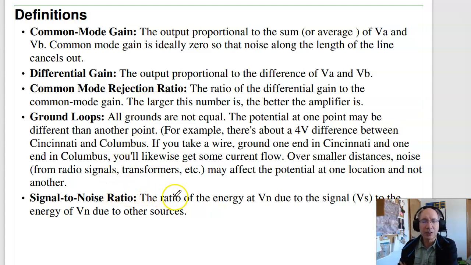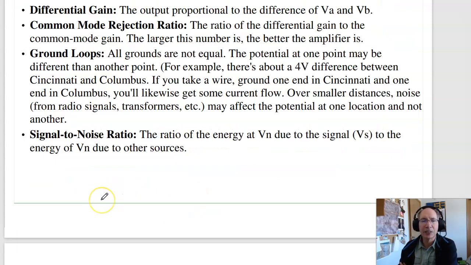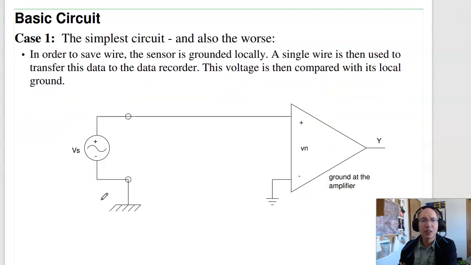The signal to noise ratio is the ratio of the signal to the noise. Ideally, you want that to be as large as possible. So let's look at how you would put a sensor some distance away, say on top of the smokestack.